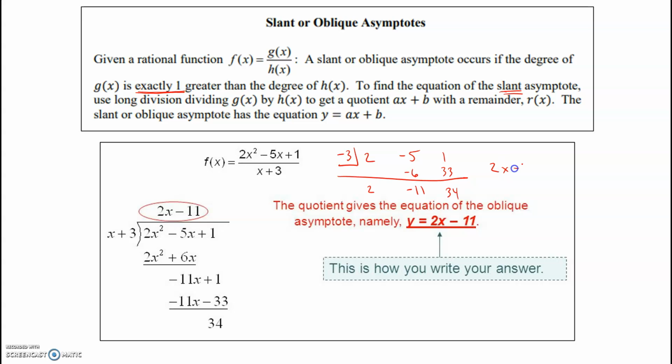So this is 2x minus 11, and a remainder of 34. So that's your remainder. Now for your slant asymptote, you forget about the remainder. So you would actually say y equals 2x minus 11. So this is actually a line that you can graph, right? You can go down to negative 11, there's your y-intercept, and count your slope up 2 over 1, up 2 over 1. So you could have slant asymptotes, and that's what we're talking about here.